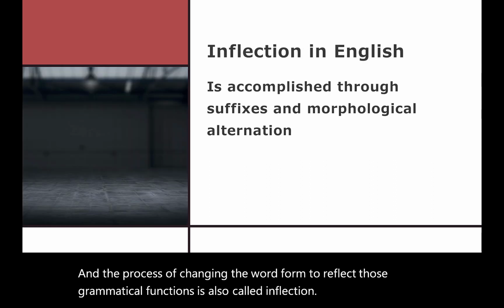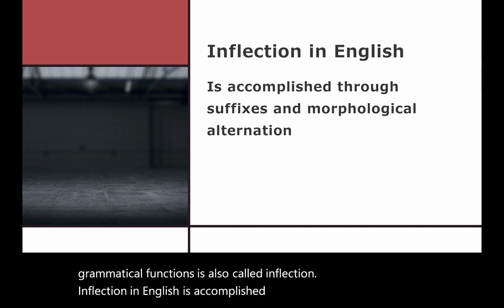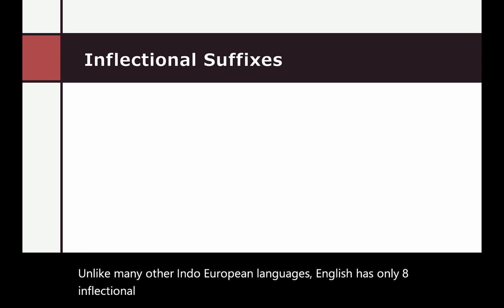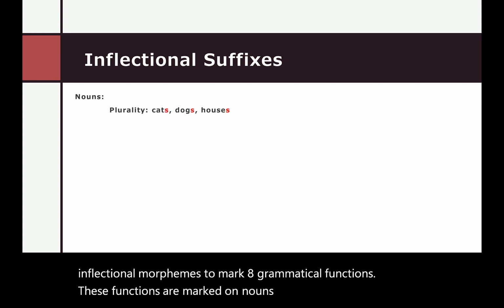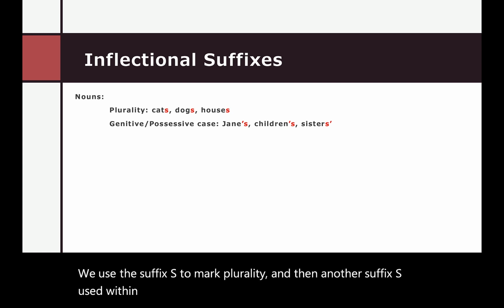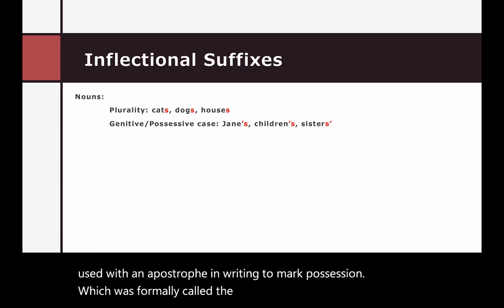Inflection in English is accomplished exclusively through suffixes and morphological alternation. Unlike many other Indo-European languages, English has only 8 inflectional morphemes to mark 8 grammatical functions. 2 of these functions are marked on nouns. We use the suffix "s" to mark plurality, and another suffix "s" used with an apostrophe in writing to mark possession, which is formally called the genitive case.